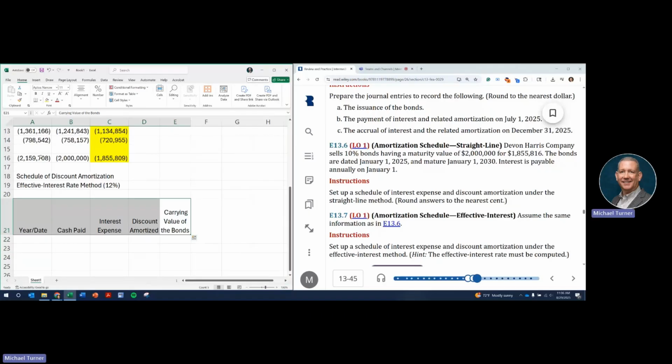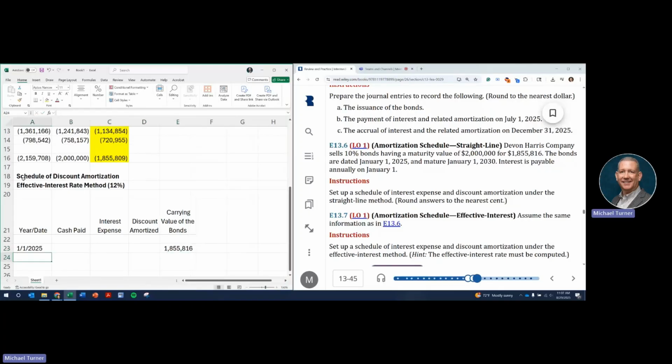All right, so we've got our schedule ready. We're ready to set it up. On January 1st, 2025 is our first time period. And at that date, the net carrying value of the bonds is the amount of bond net of the premium or discount, which is basically the amount of cash we received. And the amount of cash we received was $1,855,816, given to us in the problem, and it's up above.